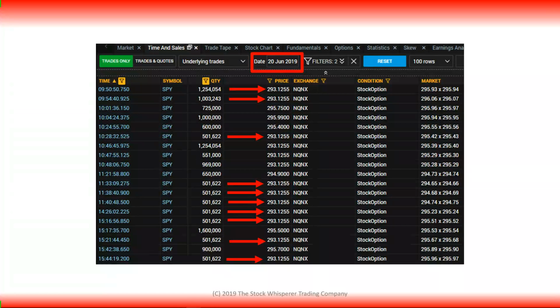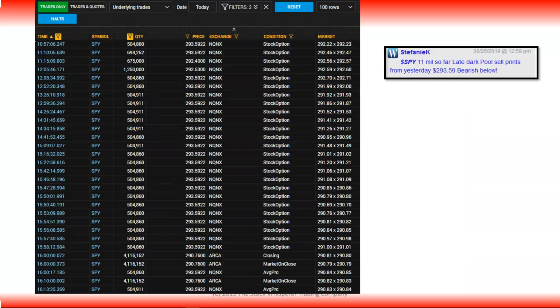Here's a 1 million, same price. Here's another one, 1.2 million, 551, 969. And then on June 25th, yesterday, oops, I didn't draw arrows to these because I just posted this up. I did this last night. I wanted to show you also that we had these 504s, 293.59. You can see we're trading down here at 292.70, 504s.